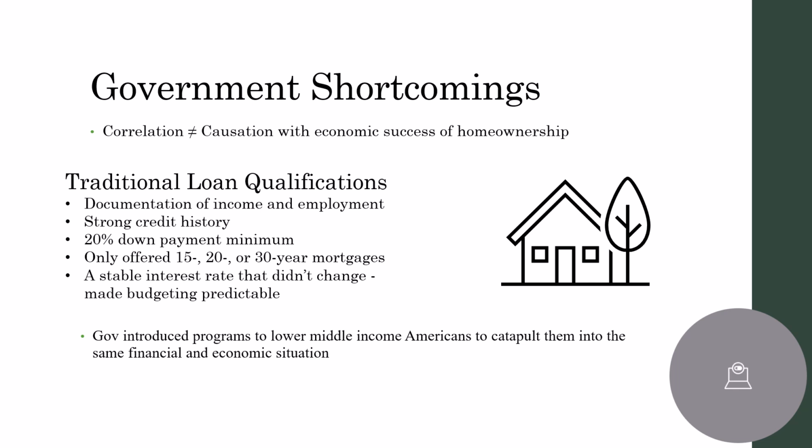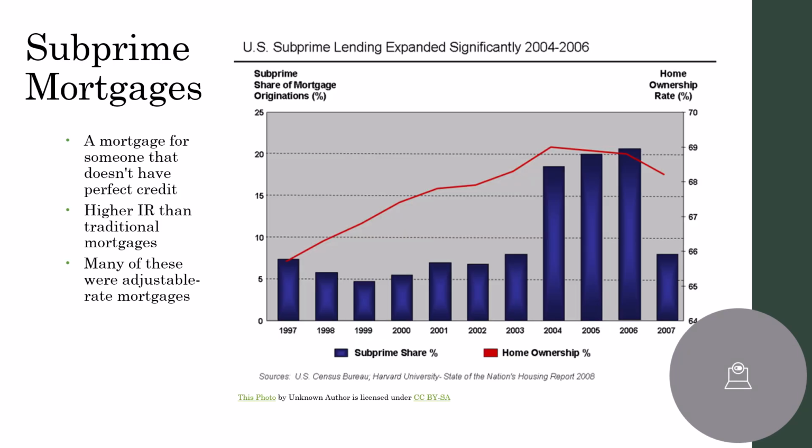But the government wanted to increase homeownership among lower and middle income Americans, hoping that this would lead to greater financial security for them. So they began to introduce programs aimed at helping more people qualify for mortgages, even if they didn't meet the traditional loan requirements. And this is where subprime mortgages entered the picture. A subprime mortgage is a loan given to someone who doesn't have perfect credit, or in other words, wouldn't have qualified under the traditional loan standards, which I shared on the previous slide.